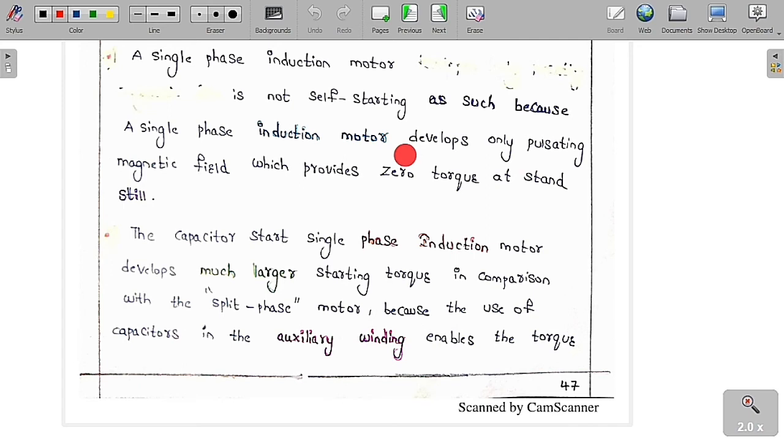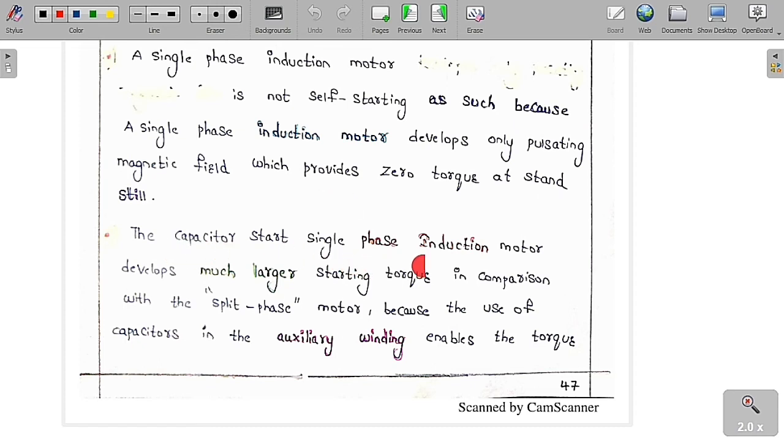But this is a very severe pain in the neck. So we go for the extra winding, which is called the auxiliary winding or the starting winding. With the help of this, we can provide non-zero starting torque at the starting condition itself. Therefore we can say that a single phase induction motor is not self-starting as such, because it develops only a pulsating magnetic field which provides zero torque at the standstill condition.